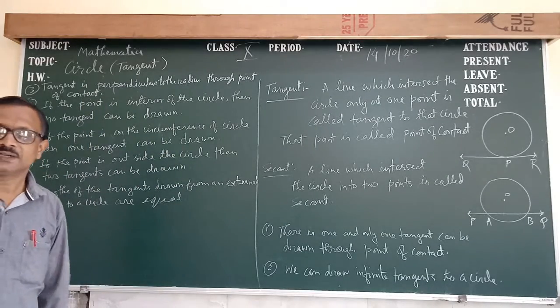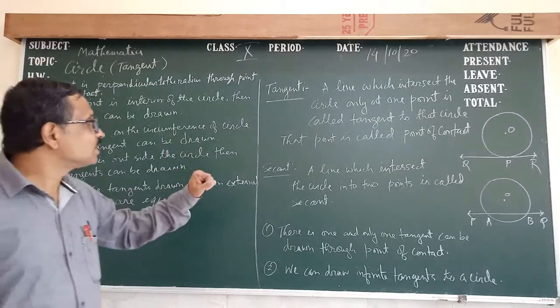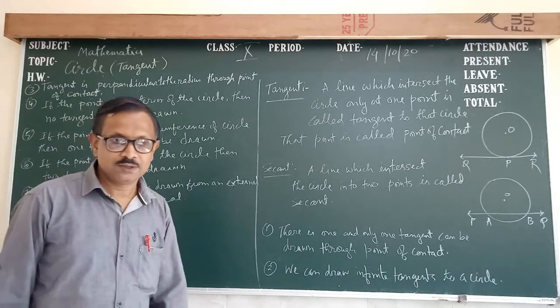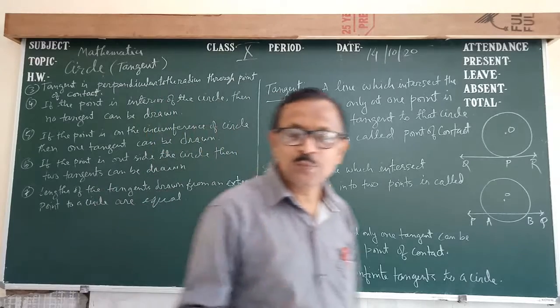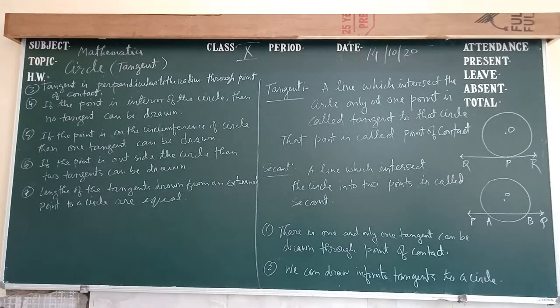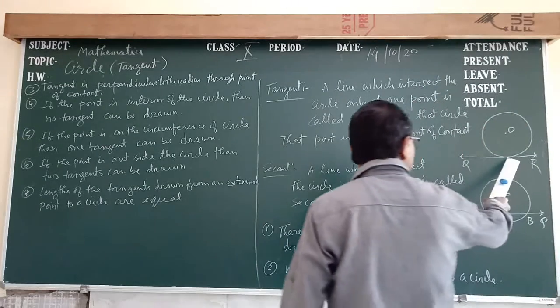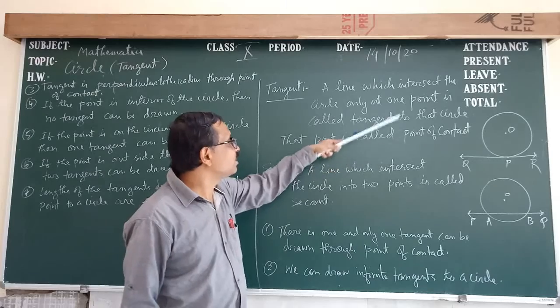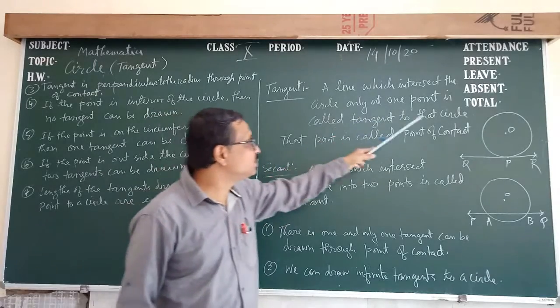First thing is the definition. So what is the definition of tangent? A line which intersects the circle only at one point. Which intersects the circle only at one point means which touches the circle. That means which touches the circle only at one point. This is the point. This is a line which touches the circle only at one point, and it is called a tangent to that circle.